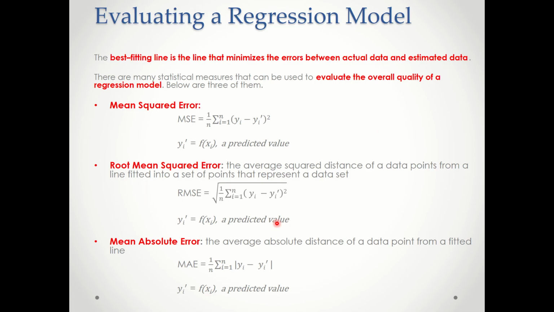So again, we have already said that we need to find out the best fitting line for the regression model, and for finding out the best fitting line, we understood that we have to minimize the error. Now in order to calculate the error, we have different methods. One is the mean squared error, root mean squared error, and mean absolute error, and each one has its own specific formula as well.